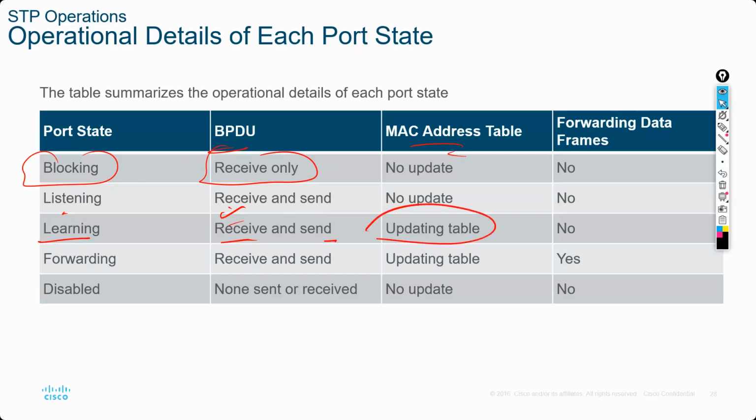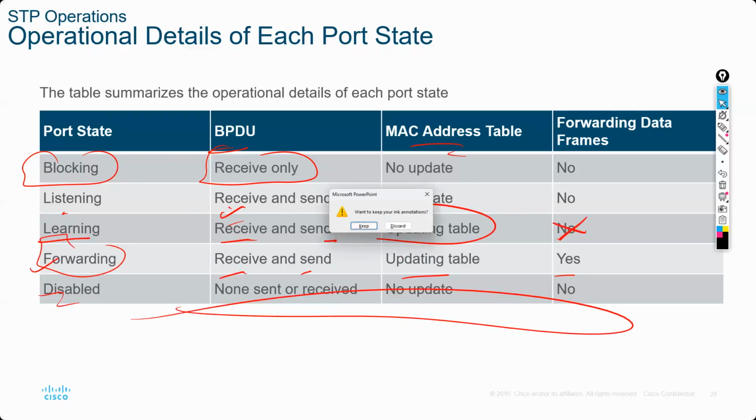That is when the switch begins to harvest MAC addresses and build the MAC address table. But guess what? It still cannot send data. It is when that port transitions to forwarding state that the switch can receive and forward data. It can update the MAC address table and forward data. But if we disable the port, nothing happens there.